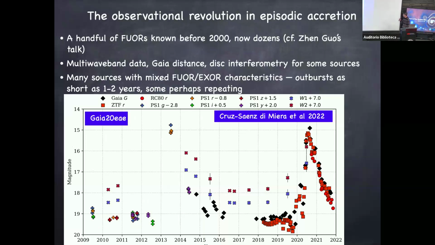What happened in this field, though, is that, of course, due to wide-sky surveys, we've now discovered many systems with unusual characteristics, right? So here is one, Gaia 20 EI, which was already mentioned, which shows repeating outbursts, which are just a couple years long. But they are as strong in terms of the optical amplitude rise as your typical FUOR outburst.